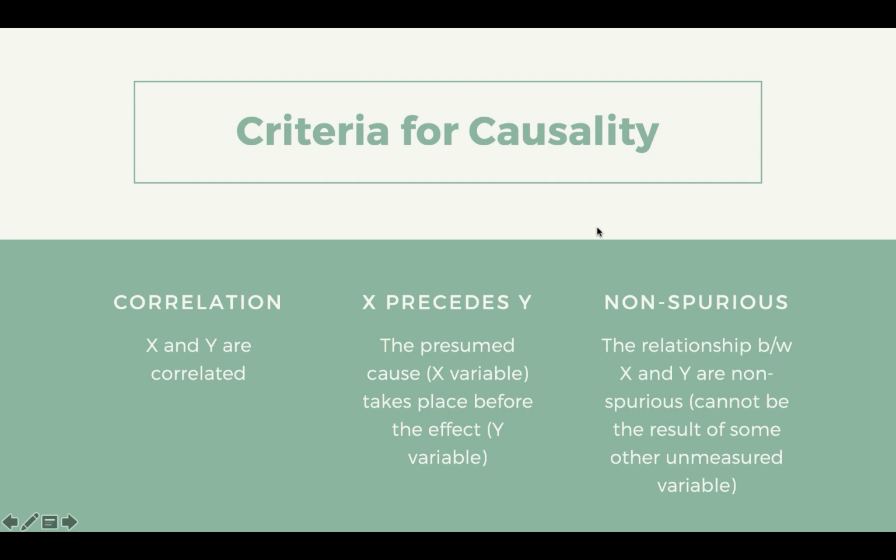So the way that we check spuriousness is to throw in third and fourth and fifth and sixth and 15th different variables to see, does the relationship between X and Y disappear? And if it doesn't disappear, we can argue that it's a strong enough relationship.